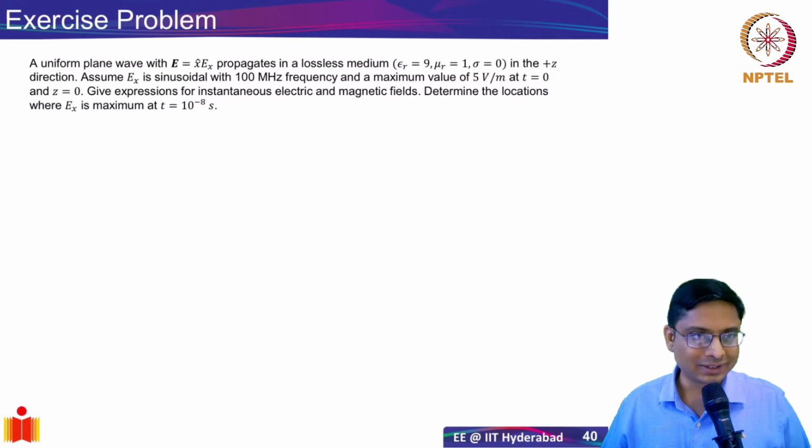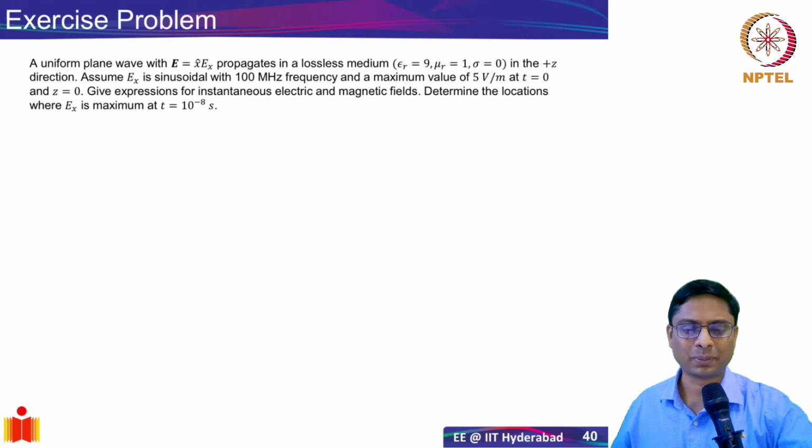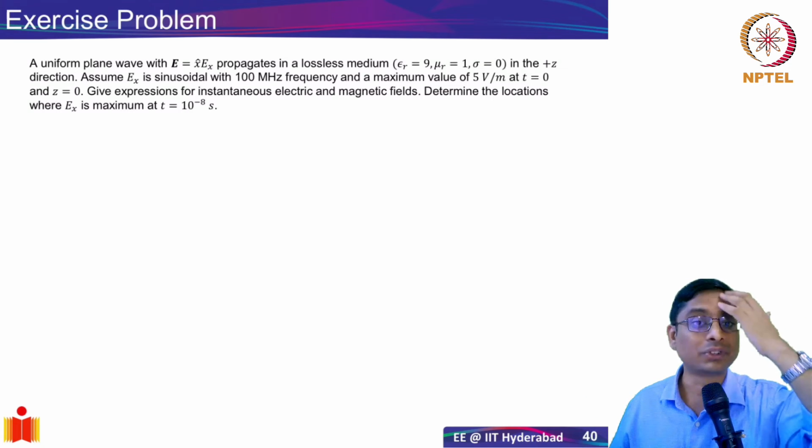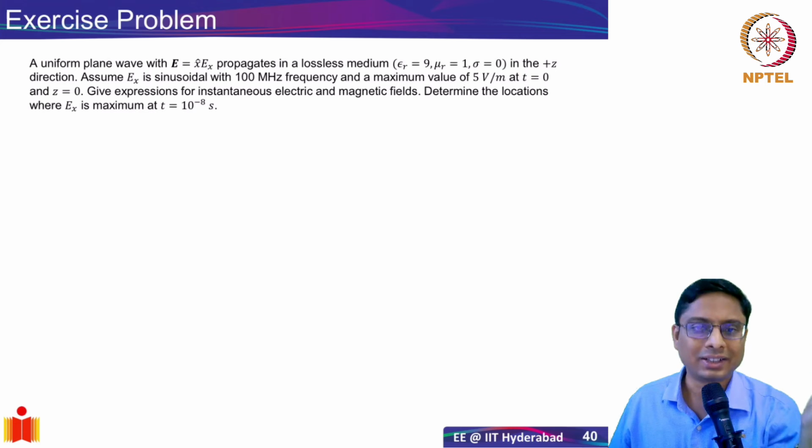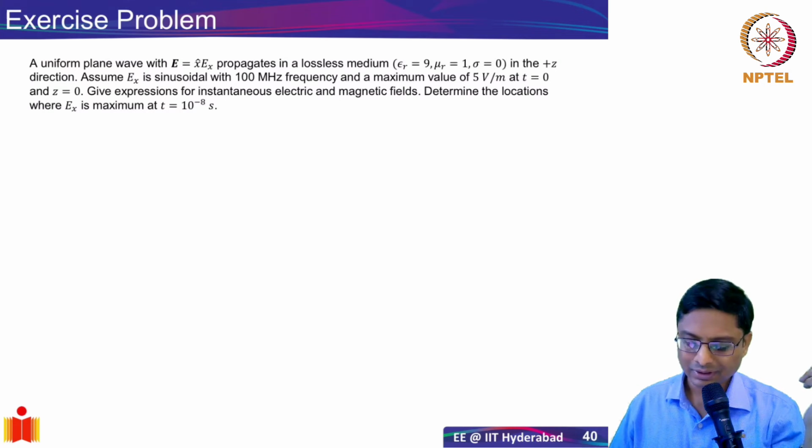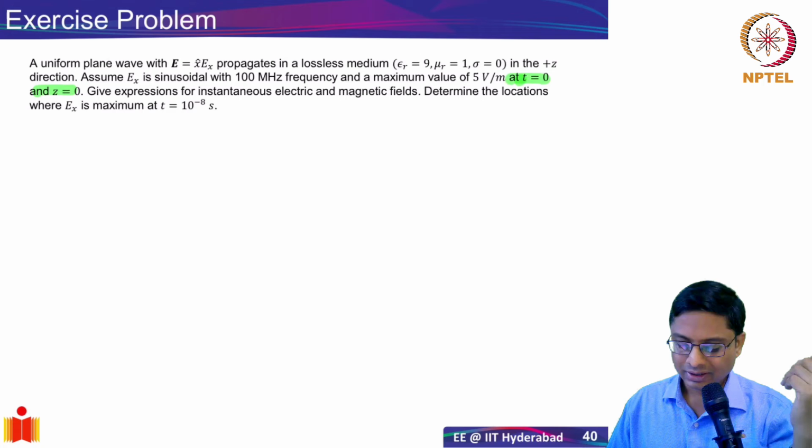All right. The third exercise problem I wanted to talk about quickly was this. In this case, you have a uniform plane wave with electric field given in a certain direction, which propagates in a lossless medium in the positive z direction. And Ex is varying sinusoidally with some frequency and some maximum value. At t equal to 0 and z equal to 0, it is 5 volt per meter. Give the expressions for instantaneous electric and magnetic fields.